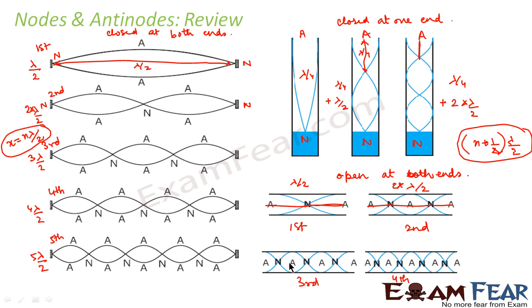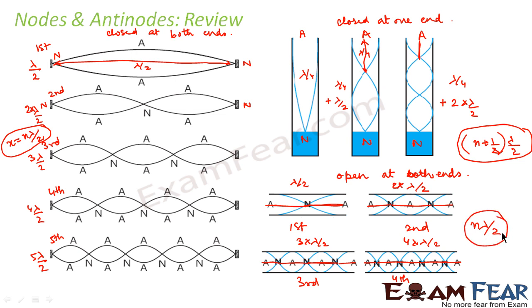Here if you see, 1, 2. So 2 lambda by 2 here you have, this is lambda by 4, this is lambda by 4, which is together 3 into lambda by 2. Similarly, in this figure, if you see, 1, 2, 3. So 3 lambda by 2 here, plus lambda by 4, plus lambda by 4. So that is 4 lambda by 4. So this pattern is similar to the pattern which we discussed in case of closed at both ends. So here also the pattern is n lambda by 2.